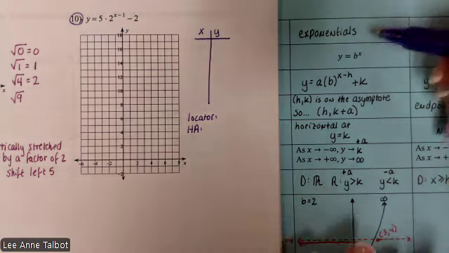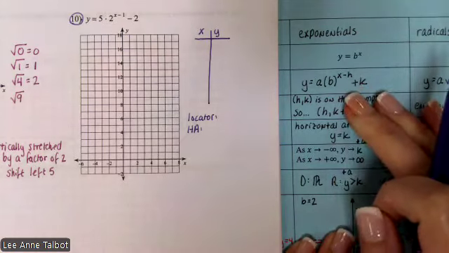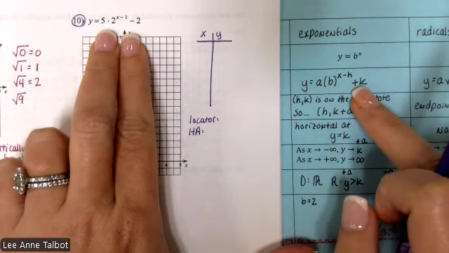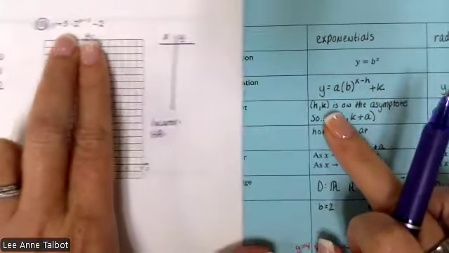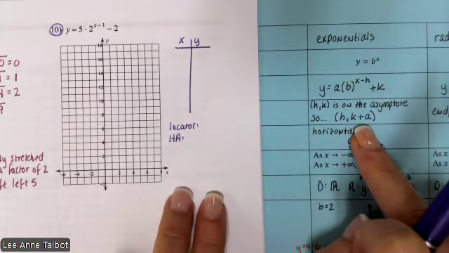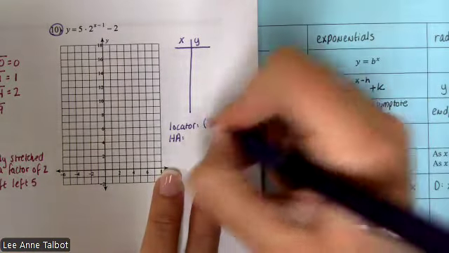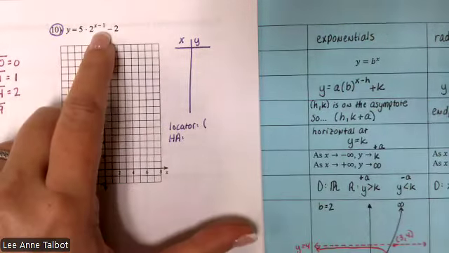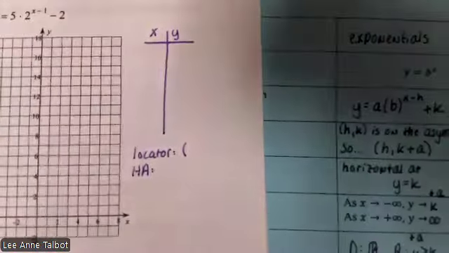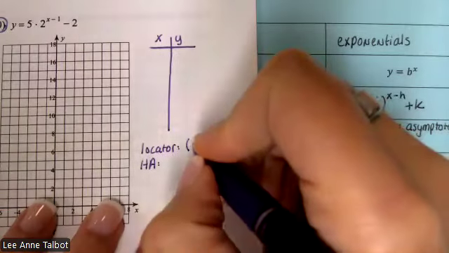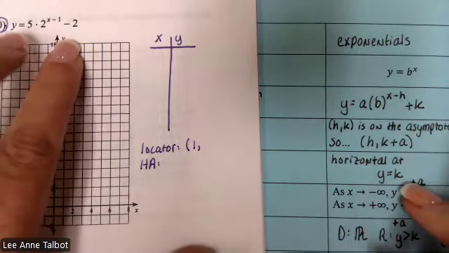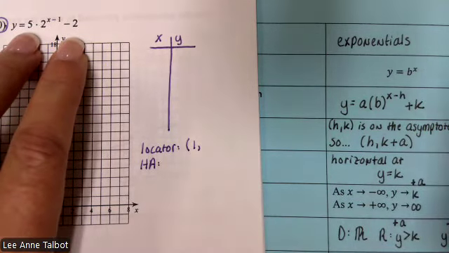Okay. So exponentials look like this. There's my H, A, and K. For the locator point, HK is on the asymptote, so we use H comma K plus A. Moving into what is H in this problem? 1. And what is K? -2 plus 5 is 3.